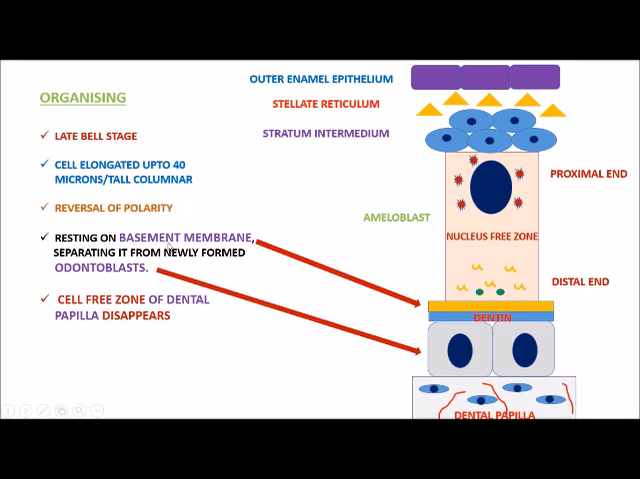And here also you can see a basement membrane. Here the cell-free zone of dental papilla disappears. So ameloblast comes in contact with the dental papilla and it will induce the formation of odontoblast and this odontoblast secretes dentine in this organizing stage.